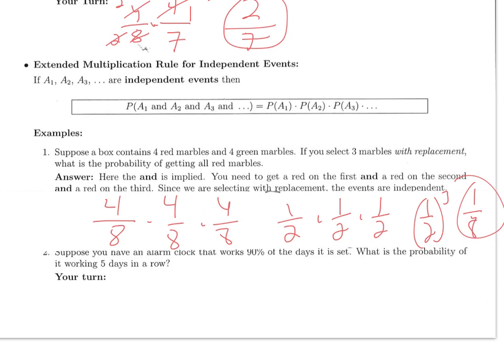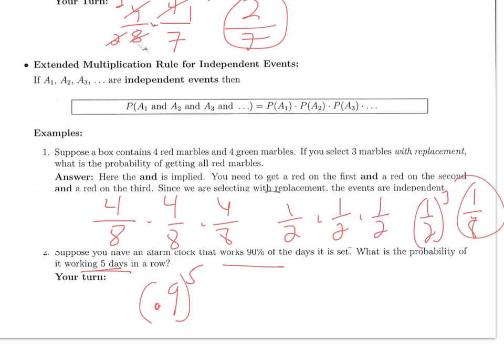And let's see, we had an alarm clock that works 90% of the days it's set. What's the probability that it'll work 5 days in a row? Well, what's the probability that it'll work the first day? 0.9. And then for the second day, 0.9. That probability doesn't change, so these are independent events. And because I don't want to write out 0.9 five times, I'm just going to raise that to the 5th power because it's 5 days.